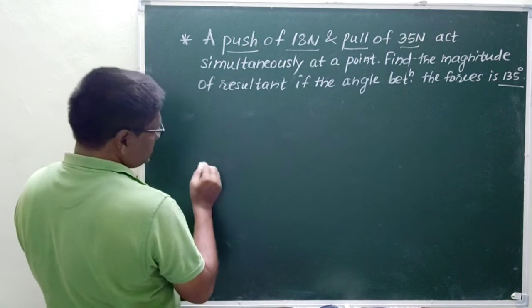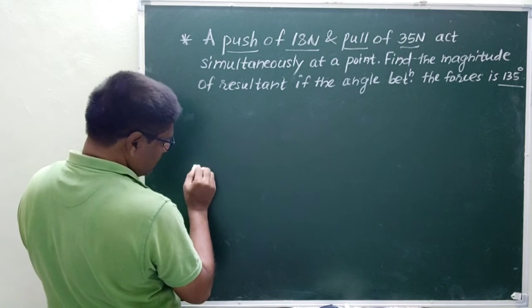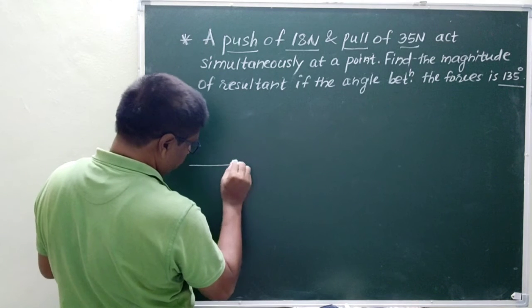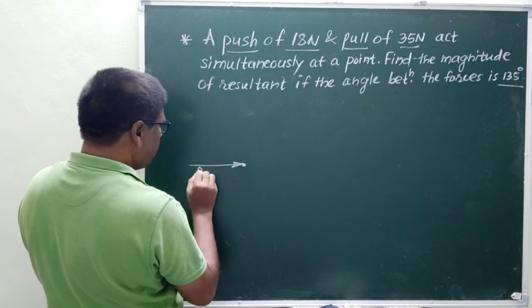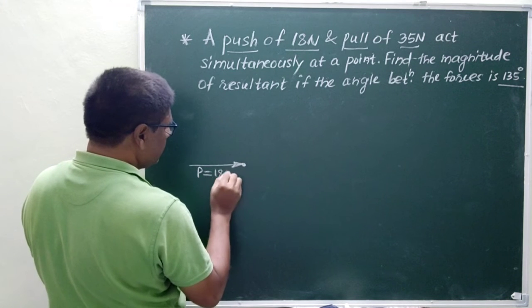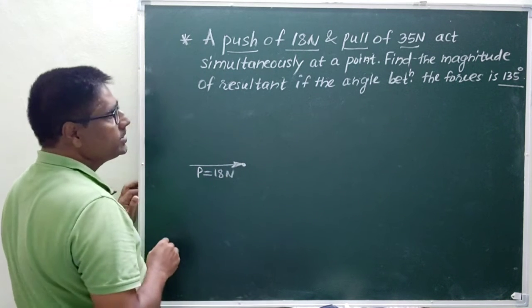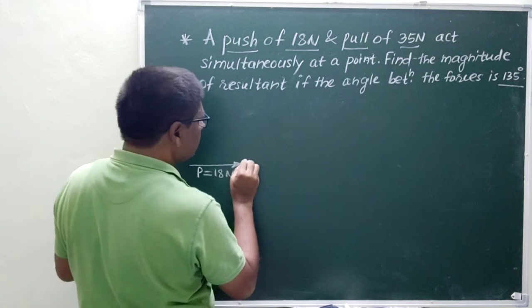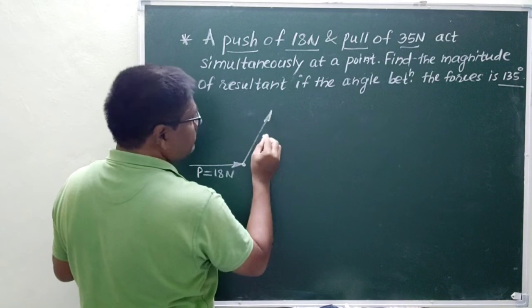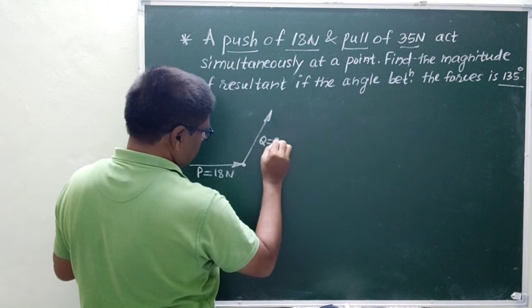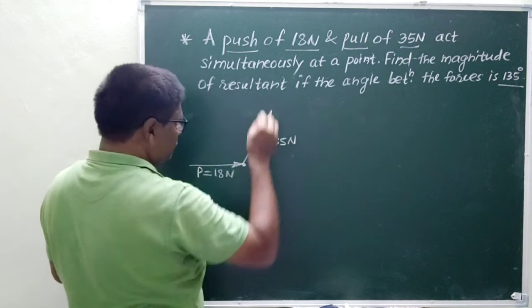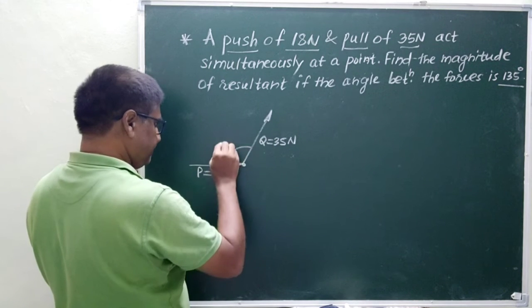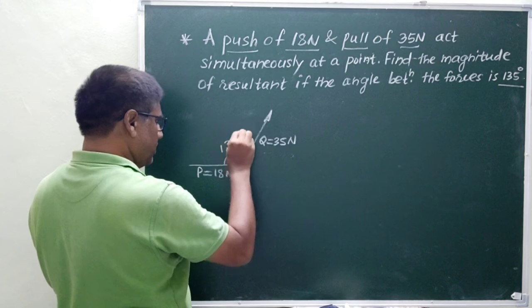The first force is push type of force, means acting towards the point. The magnitude is 18 Newton, say P is equal to 18 Newton, first force. Second force is pull force acting away from the point, and its magnitude is 35 Newton, and the angle between these two forces is 135 degree.